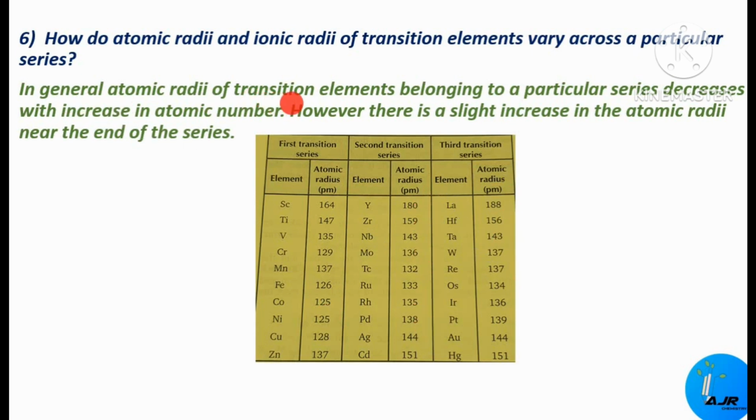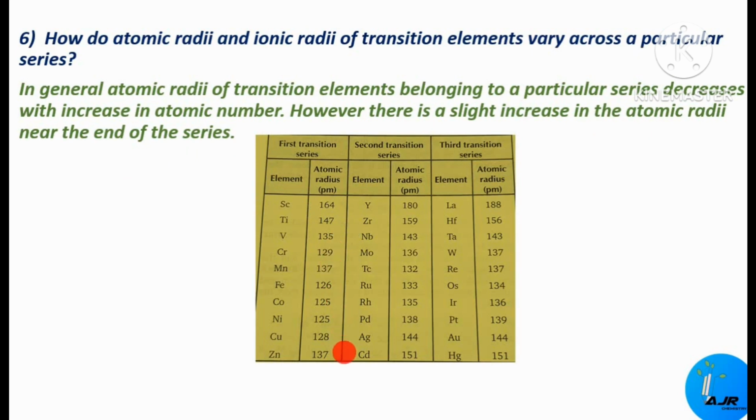Actually, in general, the atomic radii of transition elements belonging to a particular series decrease with increase in atomic number. See, as we move from scandium to zinc, the atomic number increases, is it not? But the atomic radii gradually decrease. However, there is a slight increase in the atomic radii near the end of the series.